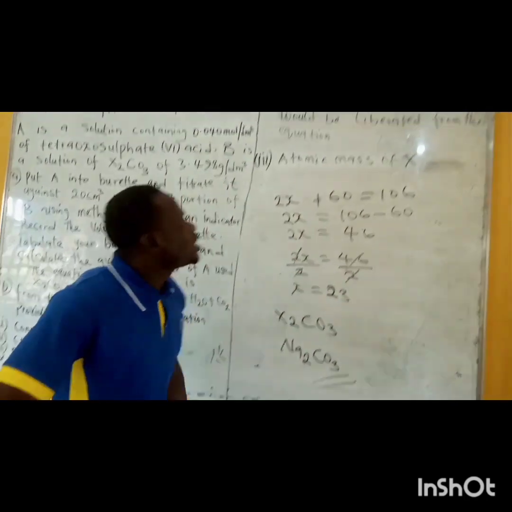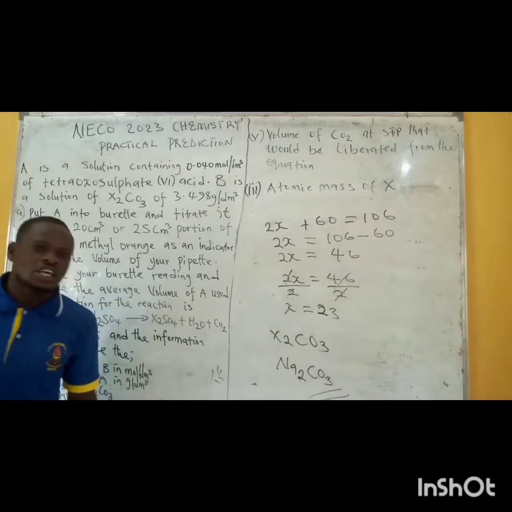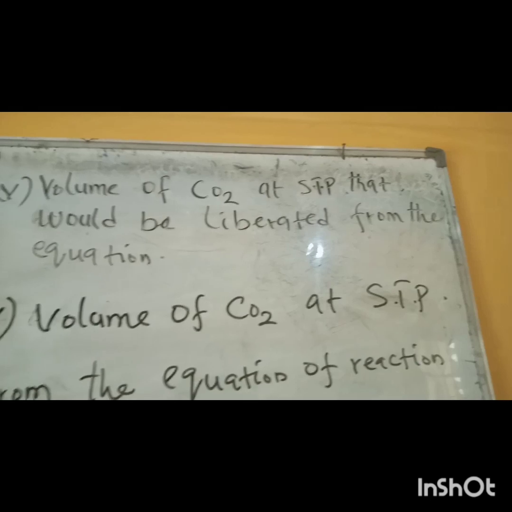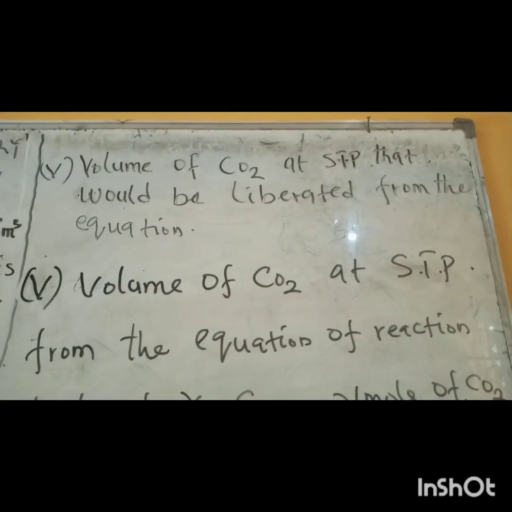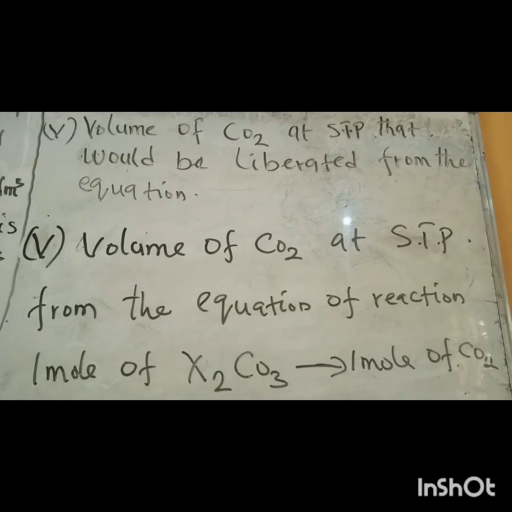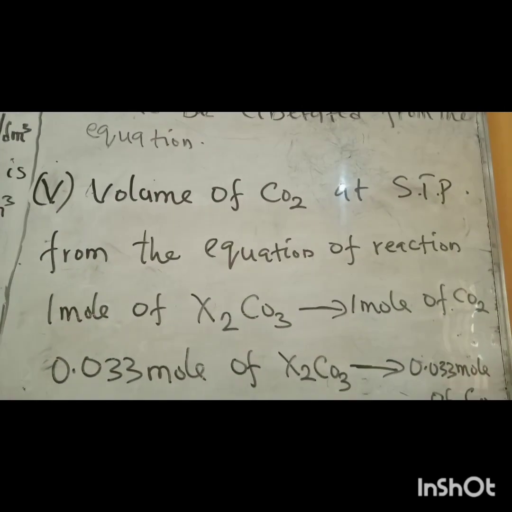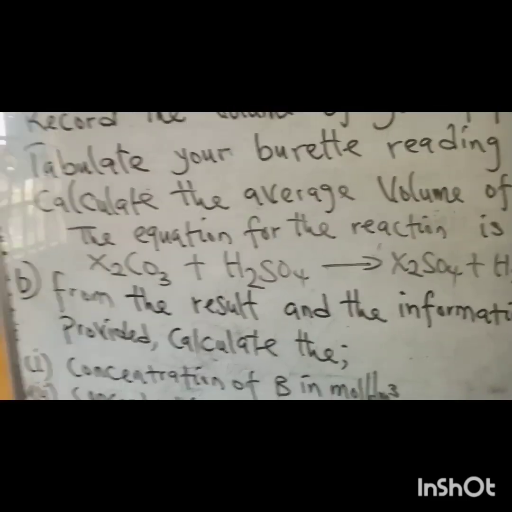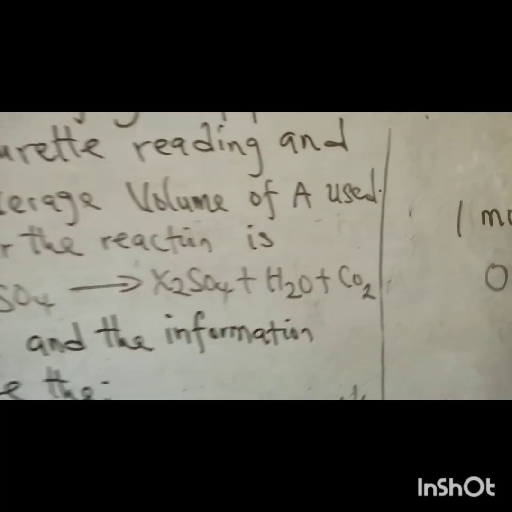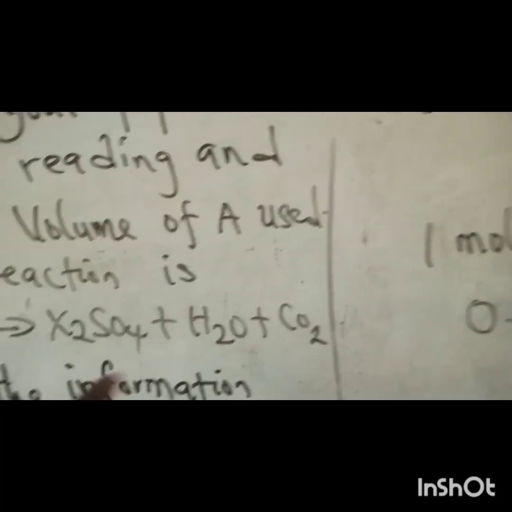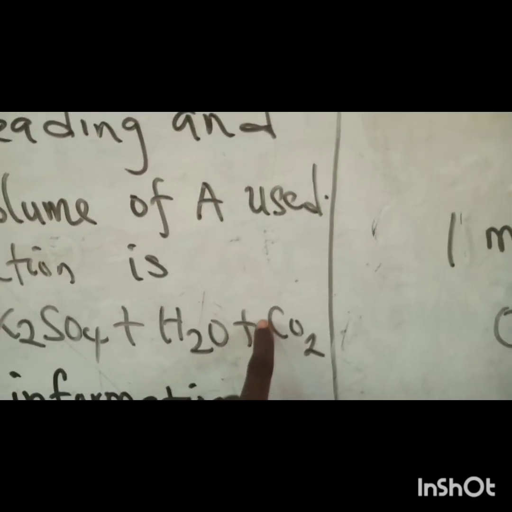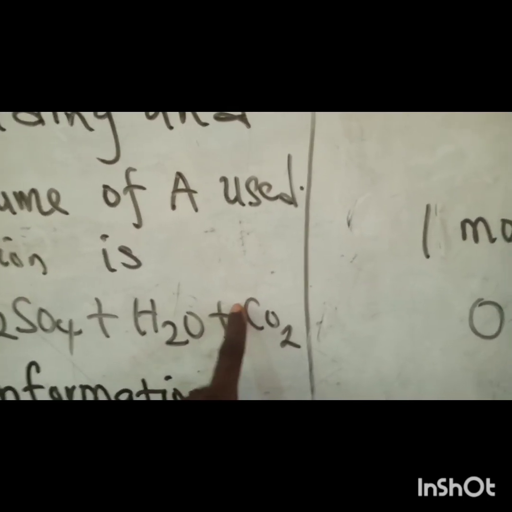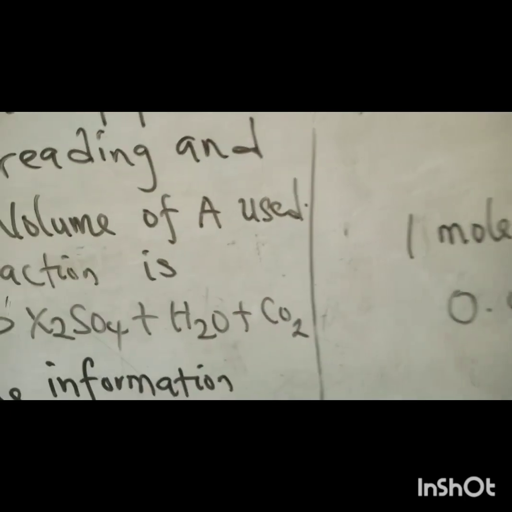We are going to look at the last one, which is the volume of carbon dioxide at STP. So in the last question there, look at the volume of carbon dioxide at STP. At STP, the volume of one mole of carbon dioxide is always 22.4 dm³. So from the equation, if you look at the equation here, H2CO3 will give you 1 mole of carbon dioxide. If it is 2 here, if you have 2 in front of this CO2, it would have been 2 moles of carbon dioxide. But since there is nothing here, it is 1 mole of carbon dioxide.